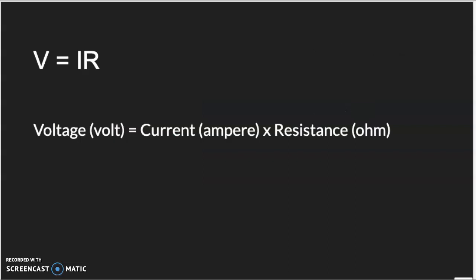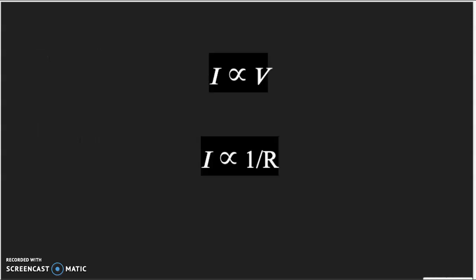So V represents the voltage, which is measured in volts, and that's equal to I, which represents current, measured in amperes, times resistance, which is measured in ohms. We see from this equation that I, or the current, is directly proportional to the voltage, and that I is inversely proportional to resistance. So in other words, when the current goes up, so does the voltage, but if the current goes up, then the resistance would go down.